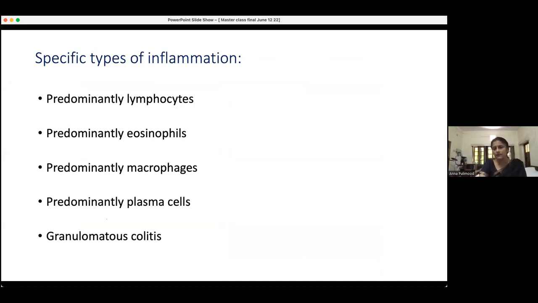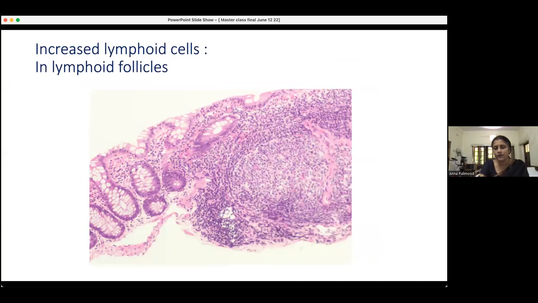Coming to specific types of inflammation, there may be some disorders where you get mainly lymphocytes, mainly eosinophils, macrophages, plasma cells, or granulomas. So increased lymphoid cells may normally be seen in lymphoid follicles.